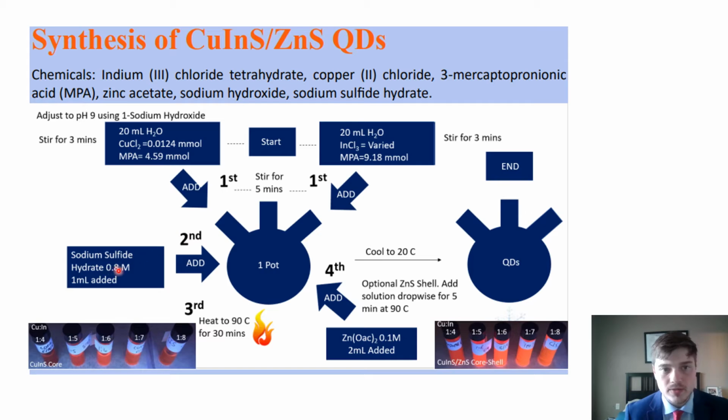Next, we'll add sodium sulfite hydrate. We'll heat our pot up to 90 degrees Celsius for 30 minutes. Then we will add zinc acetate if we would like to add a zinc shell, and we'll let it stir for 5 more minutes just to allow for the shell to grow. After that, we'll cool down to room temperature.